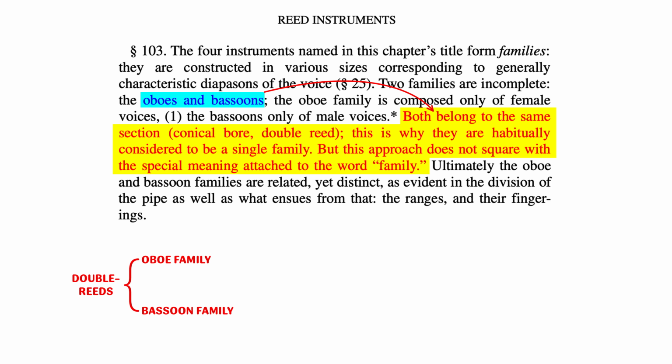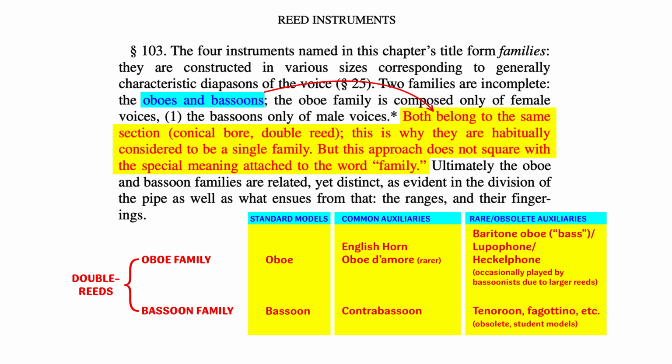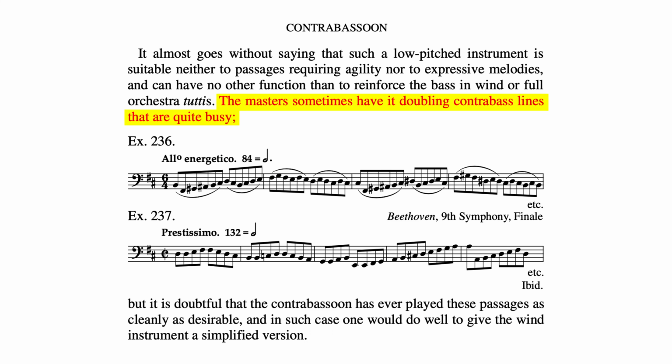I'm delighted to see that even in the late 19th century, the ability of a player of the standard model to take on related auxiliaries was the foundation of what constituted an instrumental family, rather than just similarity of tone production. Of contrabassoon, "The masters sometimes have it doubling contrabass lines that are quite busy. But it is doubtful that the contrabassoon has ever played these passages as cleanly as desirable, and in such case, one would do well to give the wind instrument a simplified version."